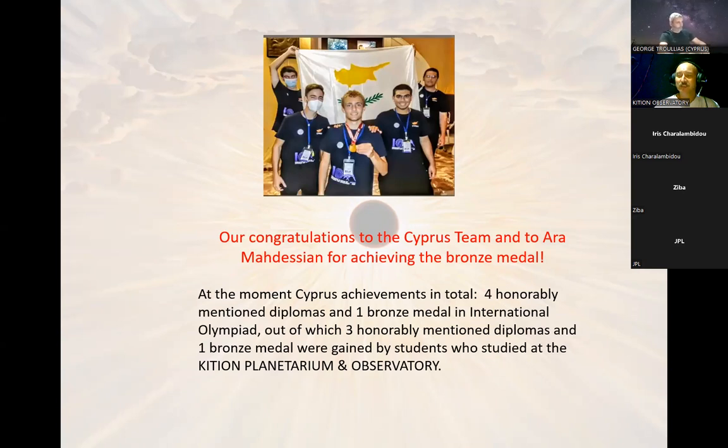And one more piece of news which came recently to us is that there was the International Olympiad on Astronomy and Astrophysics that took place just a few days ago. And the Cyprus team brought a bronze medal from it. Ara Magdesyan attended KITION Planetarium and Observatory Astronomy Academy, and he brought to Cyprus this bronze medal. It is the very first bronze medal in the history of Cyprus. So we may be proud of him and of the whole Cyprus team.